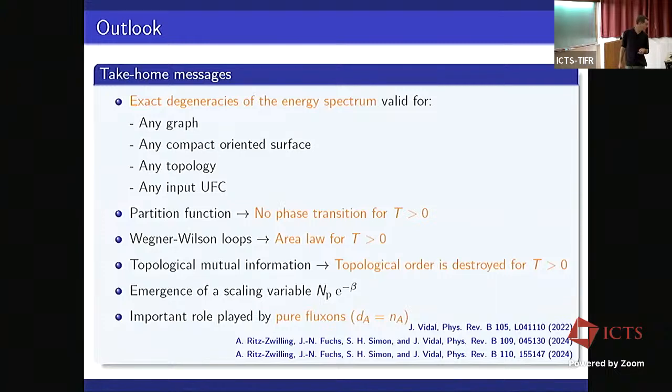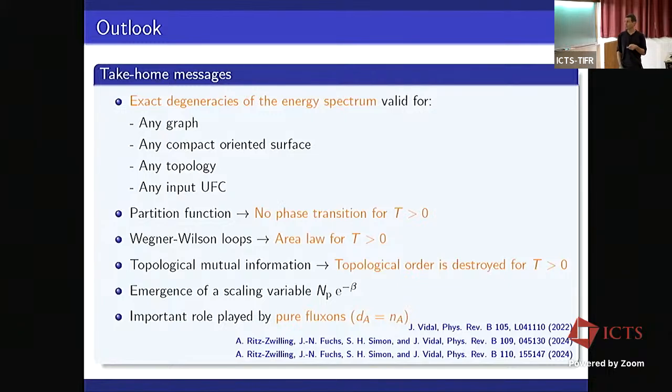So I will stop here now. I just give you these take-home messages to remind you that we computed the exact degeneracy of the string net model for any category, on any graph, on any surface, any topology, whatever you wish. There is no phase transition at finite temperature in the thermodynamical limit. We also found this area law for the Wilson loops at any finite temperature, but we also found that for some special subset of fluxons, the pure fluxons, some of them remain deconfined. This is an important piece of information.